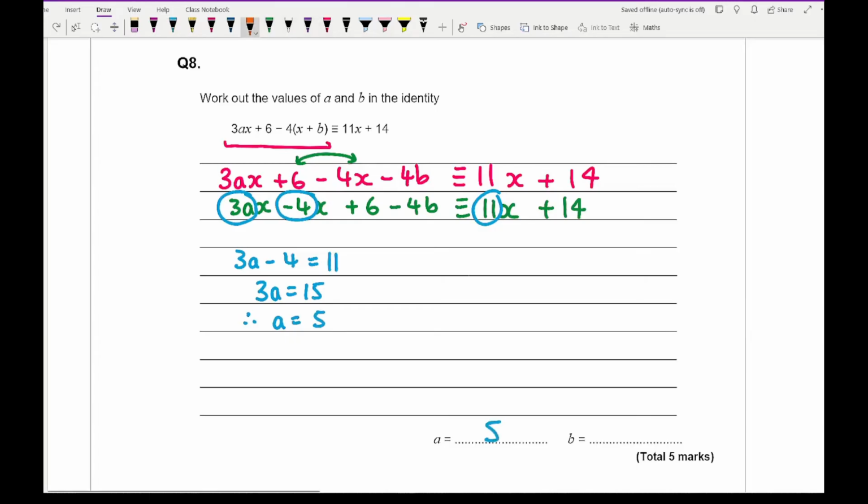Then from this, what I can do is look at the constants. Everything that hasn't got an x is 6 minus 4b, and that's equal to 14. So if I take the 6 over to this side, I end up with minus 4b equals 14 take away 6, which is 8. And then from this, b equals minus 2. So here I've got b equals minus 2, and there is my final answer.